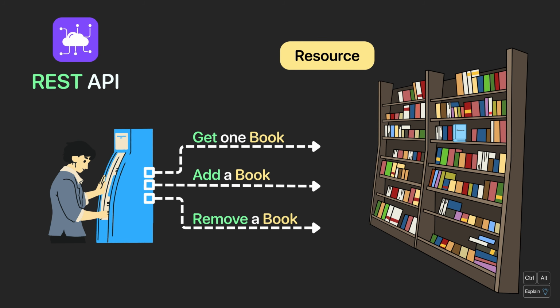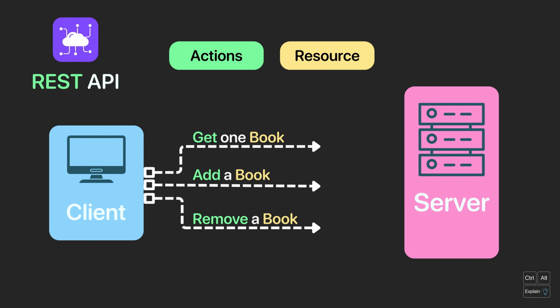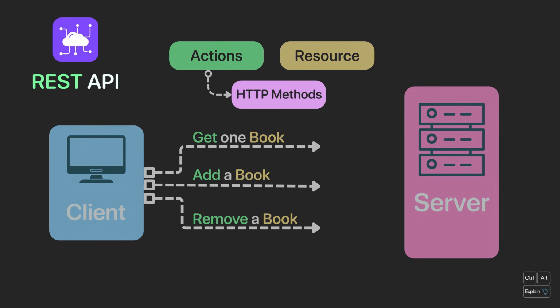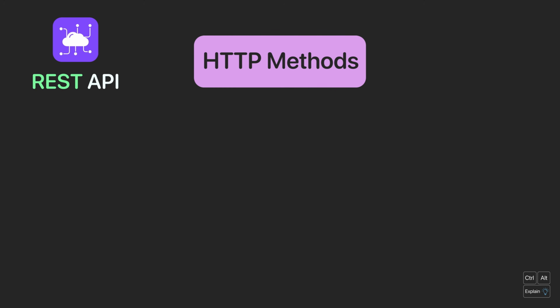Everything in REST is treated like a resource, just like each book is a resource in the library. And you interact with these resources using actions that are built on top of HTTP methods. So let's talk about those methods. They're basically the verbs of the internet.